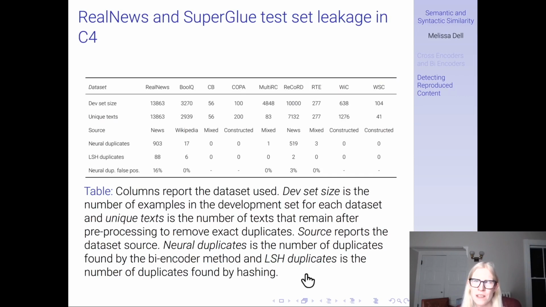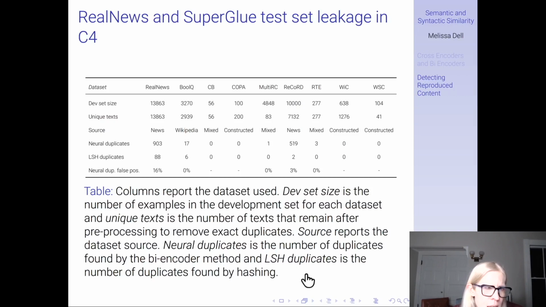Besides that, you might be concerned that examples from benchmarks are in C4, and that this causes test set leakage. Test set leakage is when you train on your test set, which you're not supposed to do, because that's cheating. But if you have duplicates in your corpus, then you might have the same or a noisy copy of the same example in your training data and your test data. And that's going to give an unrealistic picture of how well your model performs on unseen data, because it's not really unseen. So we looked at duplicates in the training versus the development set for RealNews, as well as duplicates in SuperGLUE, which is a common benchmark that also appeared in RealNews.